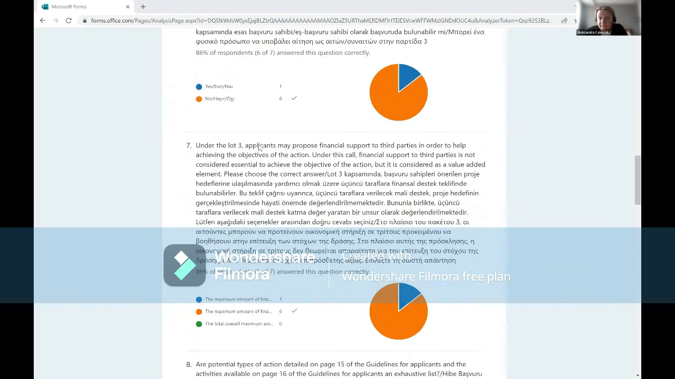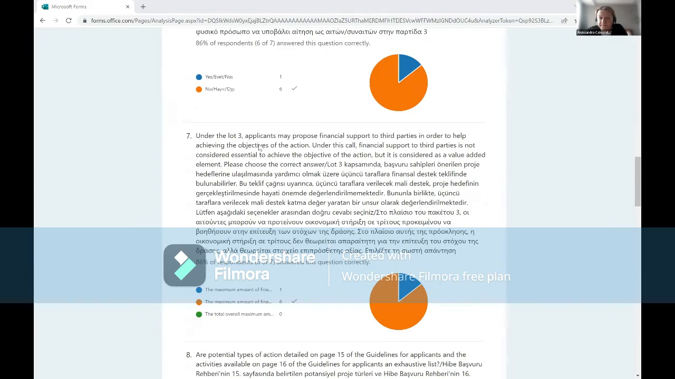Financial support to third parties. This is also something where we received one wrong answer. According to this guideline for applicants, according to the provisions of this call, if you are planning, it's not an obligation to plan financial support to third parties, or let's call it re-granting, sub-granting. But if you are planning it, the maximum amount that you can allocate in your budget for it is 60,000 euros, and per third party, 10,000 euros.